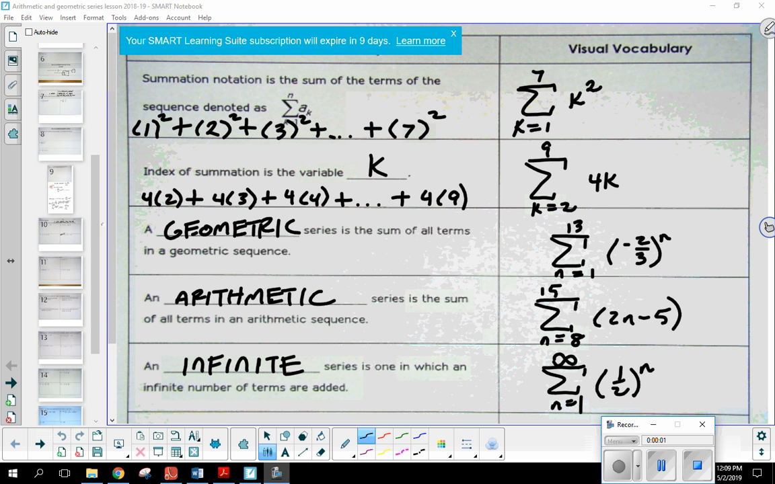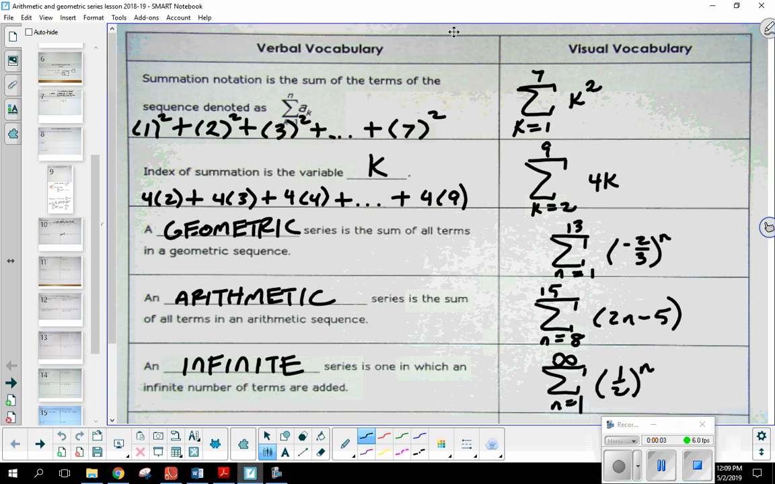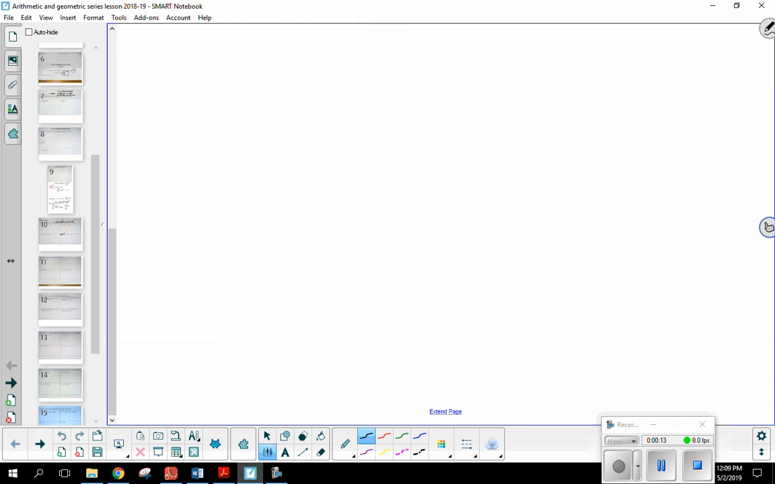Today, we've been talking about series. That means when we start taking a certain number of terms and we add them up from a sequence. So a quick recap. If we're dealing with arithmetic, there were two partial sum formulas that we could use.